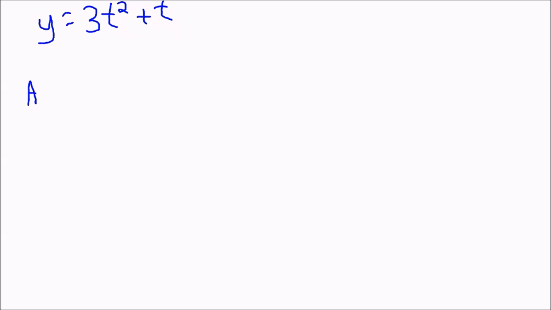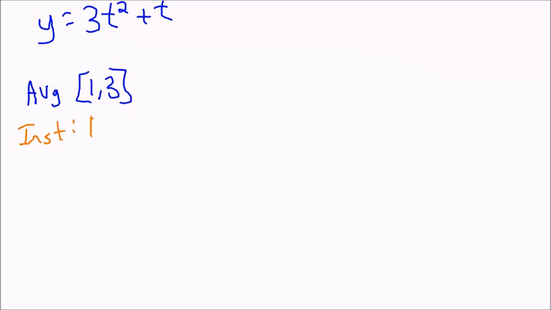So let's just write this here. Our average is going to be from time 1 to time 3, and then I'll put this in a different color. We want our instantaneous at, let's do instantaneous when t equals 1.